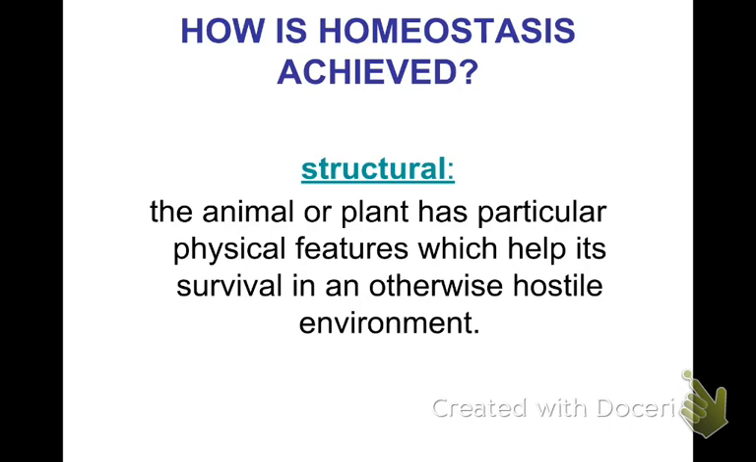So the first part is structural, okay? Homeostasis is partly achieved just through the structures that you are built with, okay? So the animal or plant has particular physical features which help its survival in an otherwise hostile environment. For example, polar bears, where do they live? In the Arctic, right? It is cold there. So polar bears tend to have a lot of what to keep them warm? Fur. And fat. They're fat and furry, which kind of makes them cute. But that allows them to survive in what would otherwise be a hostile environment, right? The Arctic is considered a hostile environment.